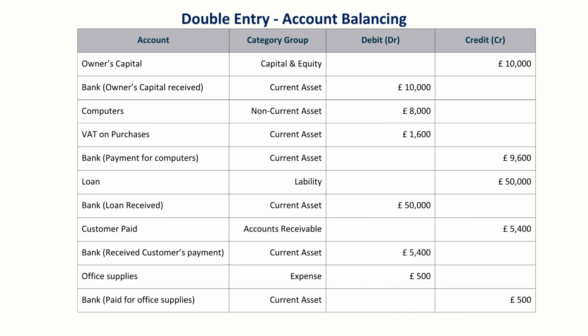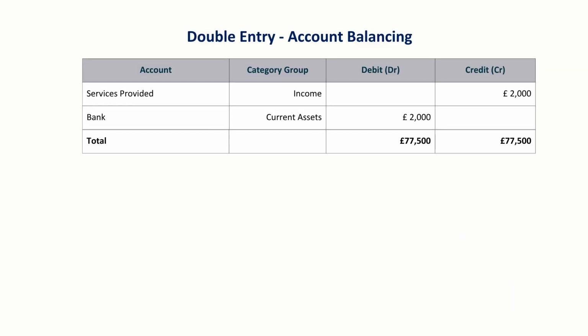Now that we've posted all our transactions, we can check that everything balances. We do this by preparing a trial balance, which lists all the accounts with their debit and credit totals. If the total debits equal the total credits, it confirms that every transaction has been recorded correctly in line with the double entry principle. Here, we can see both sides total £77,500, so our accounts are balanced. That means our bookkeeping is accurate and ready for the next stage, preparing financial statements.